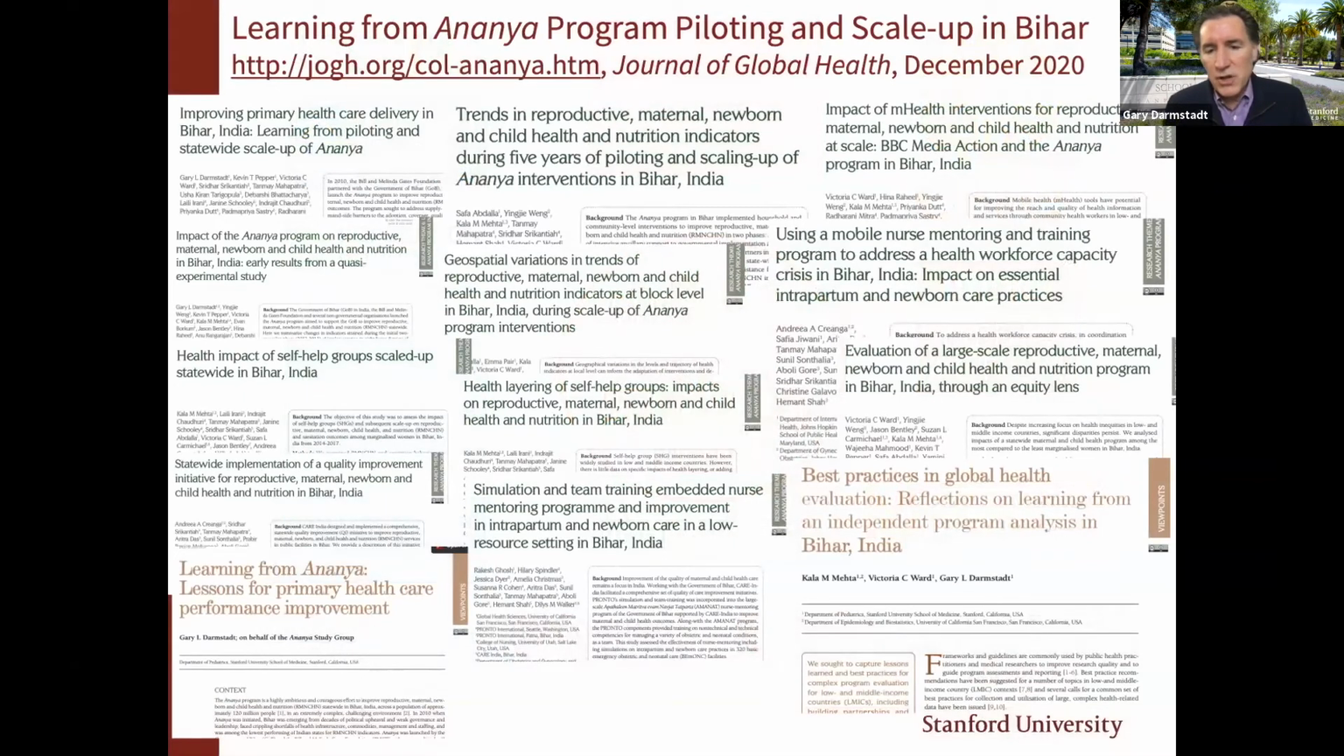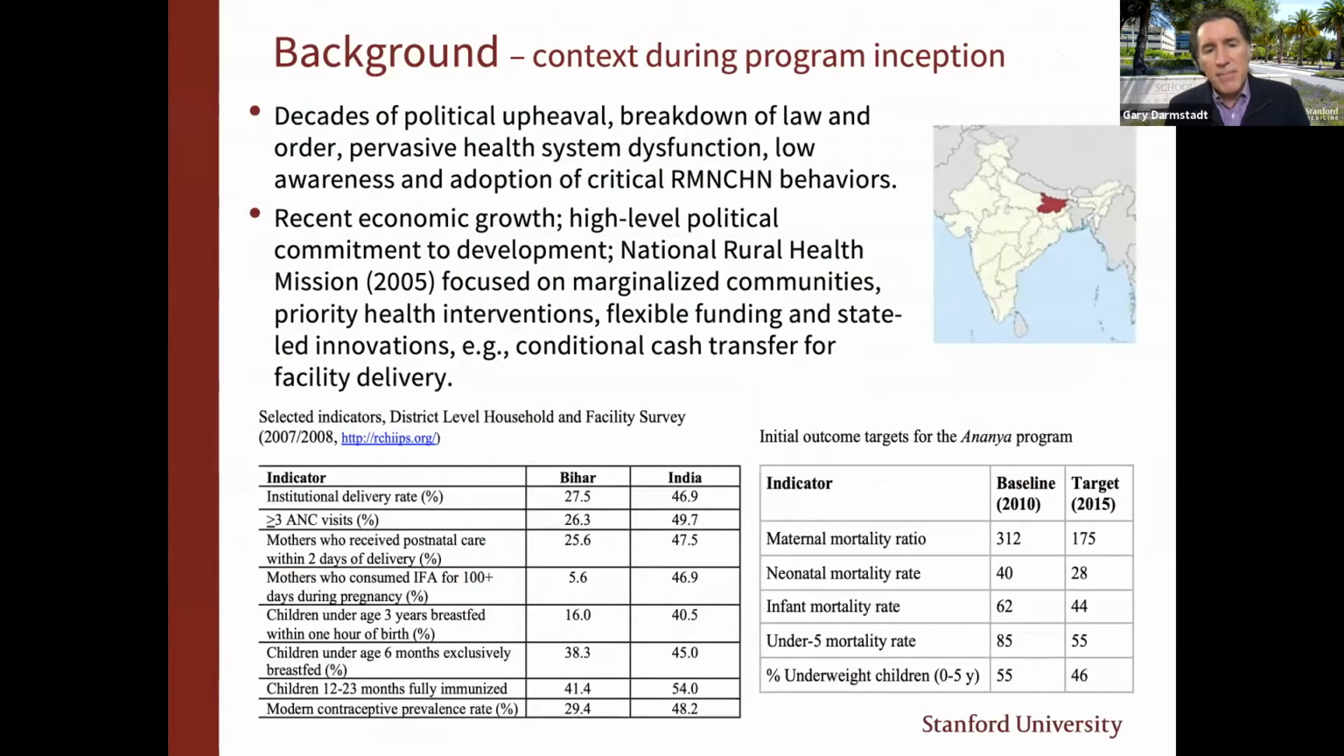This so far has culminated in 18 publications. We published 13 of them together in a collection that I've shown here in case you have further interest in understanding this program.